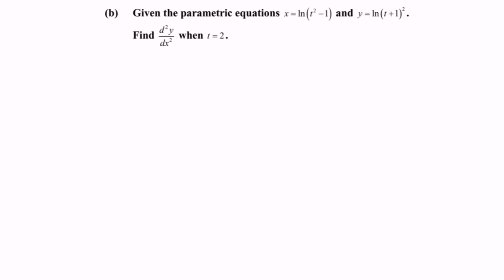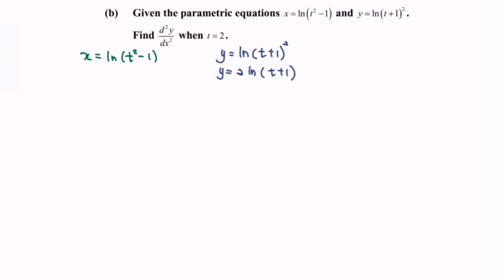So now, kindly rewrite the situation where we have x = ln(t² - 1) and y = ln((t + 1)²). By using the properties of log, we can bring forward the 2, so we will have y = 2 ln(t + 1).